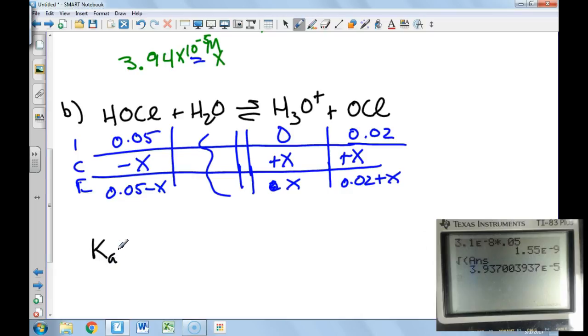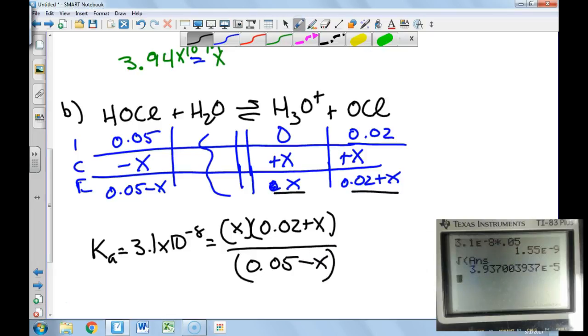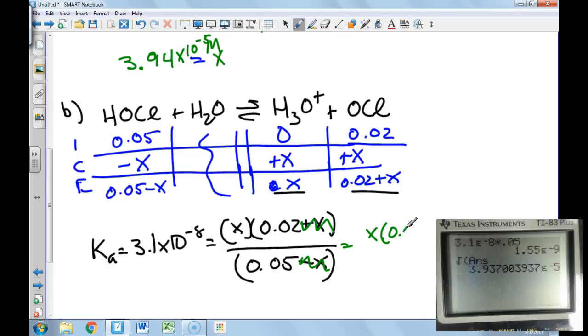So now we can go back to what we know how to do. We're going to do Ka, which equals 3.1 times 10 to the minus 8, equals products, X times 0.02 plus X, divided by the reactants, 0.05 minus X. Okay, so now using the 5% rule, we're going to get rid of this x and this x. So now this can be simplified as x times 0.02 over 0.05.